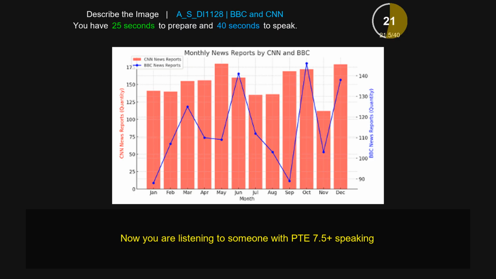And for BBC, the highest data is in the month of October, which is 175, and the lowest in the month of January, which is less than 25. The y-axis represents months, which is January to December, and the x-axis represents CNN news 0 to 175, and then the BBC 90 to 140.